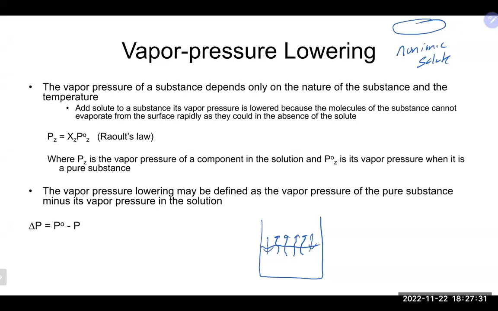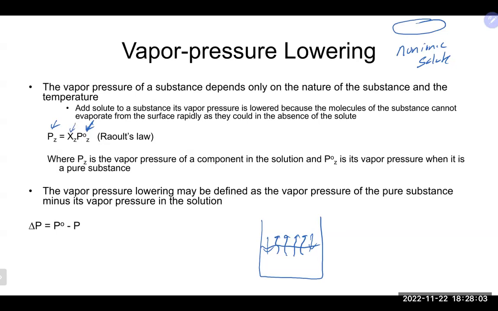We can do this by P_Z, which is the vapor pressure of the component in the solution. X_Z is our mole fraction of that component, and the P naught here is the vapor pressure of the pure substance. So say the substance without anything dissolved in it. So this is the vapor pressure of the solution that has stuff dissolved in it. This is the pure solution without stuff in it, our solvent, and that is our mole fraction.